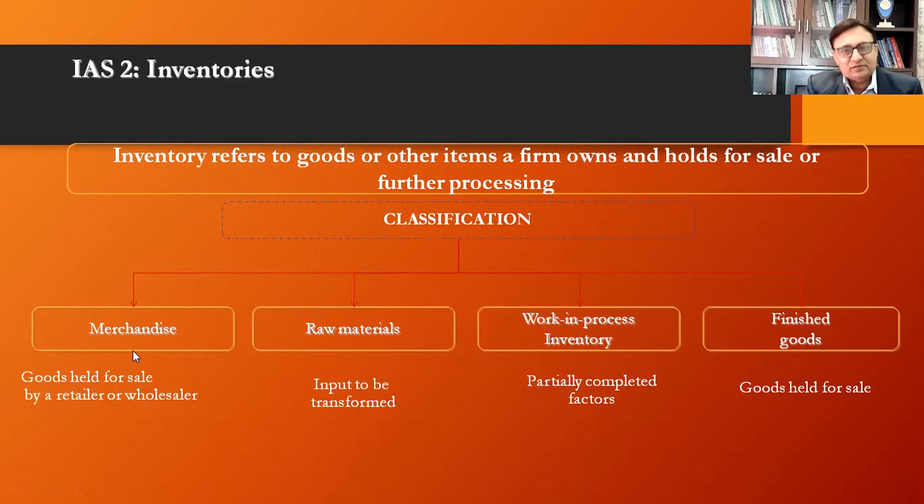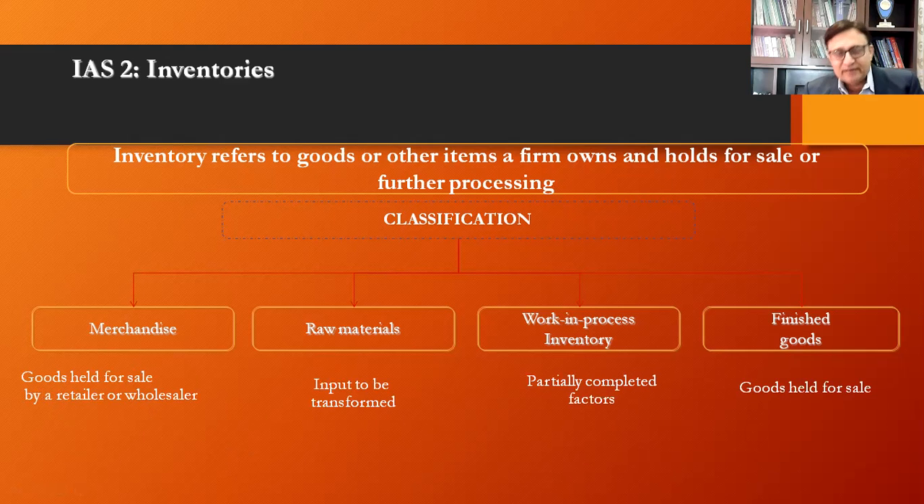So merchandise, you buy finished goods and sell finished goods. So here goods are held for sale by the retailer or wholesaler. So you are not a manufacturing concern. You are just a retailer or wholesaler. You are procuring finished goods from the outside, keeping it with yourself for some time and then sell it.